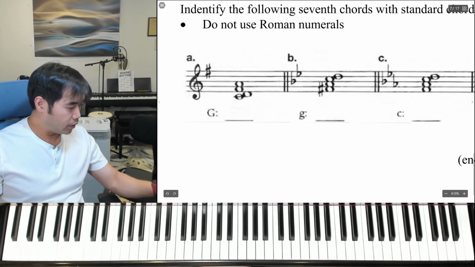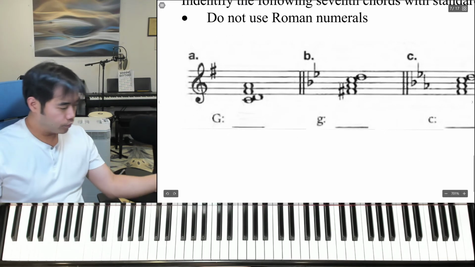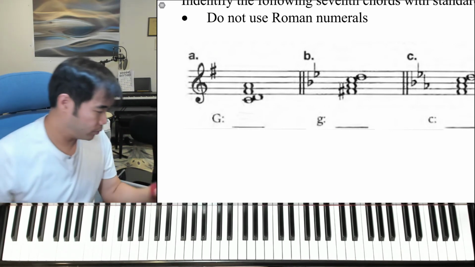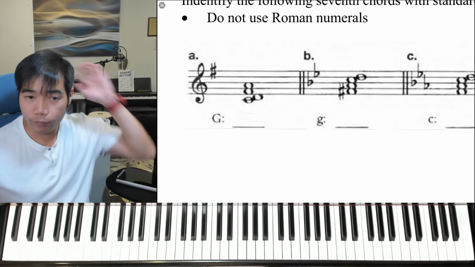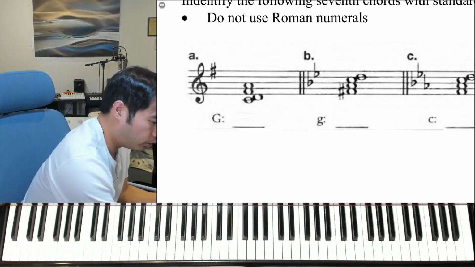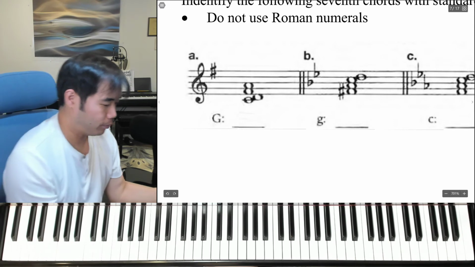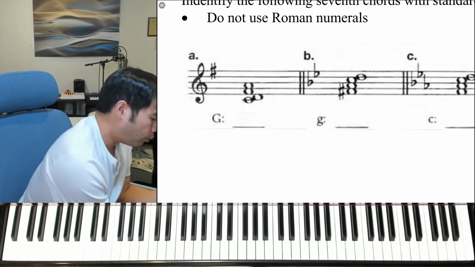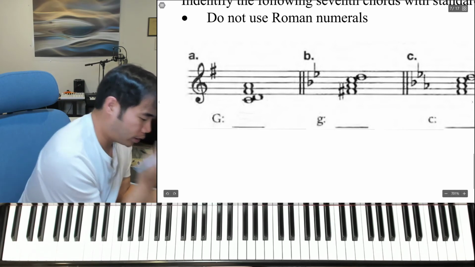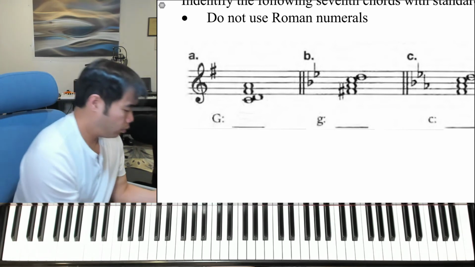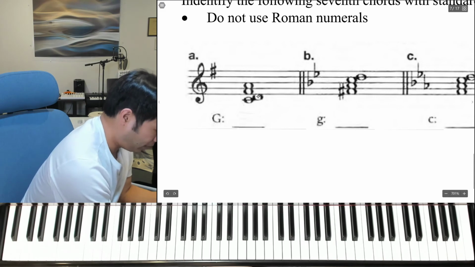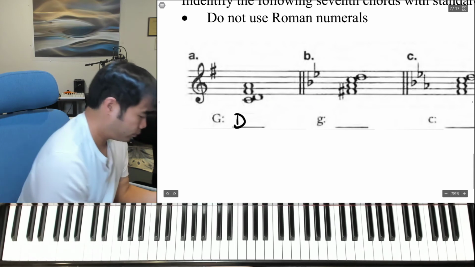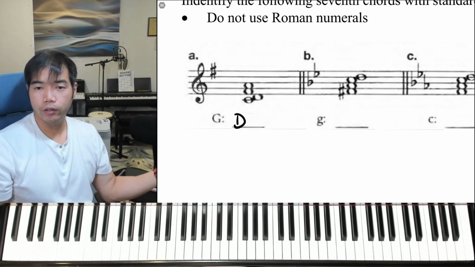So, let's take a look here. What are we going to do? We're going to identify this by lead sheet symbol, and then also figured bass. Okay, so you're going to do it by lead sheet symbol and figured bass. Let me show you how this works. So the first thing we want to do is identify the root of the 7th chord. Well, it's simple. Line, space. The space is the root. Okay, so we're going to write D, because D is the root of this chord.